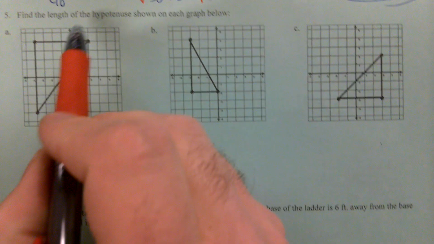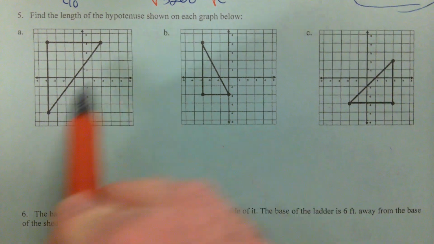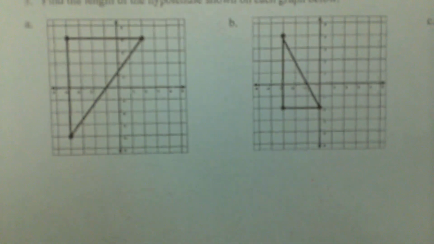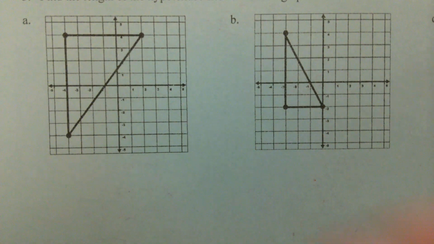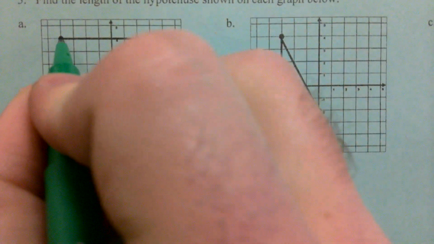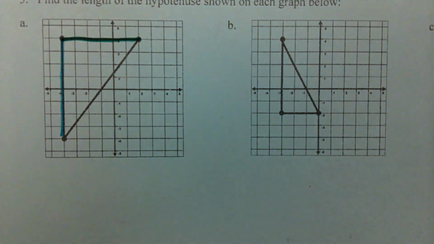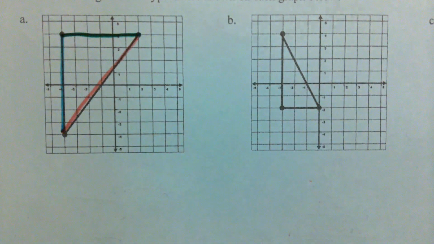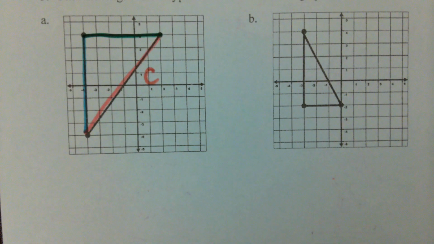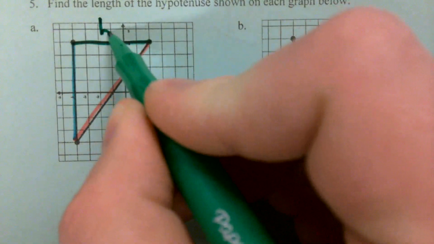So if we need to find the length of the hypotenuse, and I'm looking at 5a, all right? Let me just, I'm going to do a blue side. I'll do a green side and a pink side. Which color side is my hypotenuse? Pink. So what letter can we call that hypotenuse? C. I'll call one of my legs B, one of my legs A.